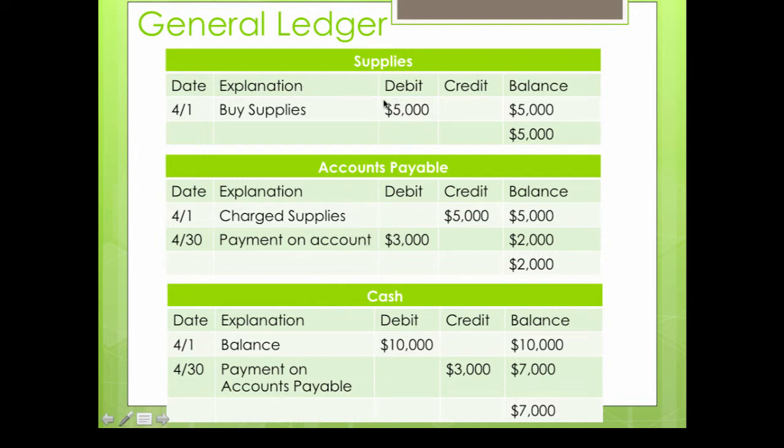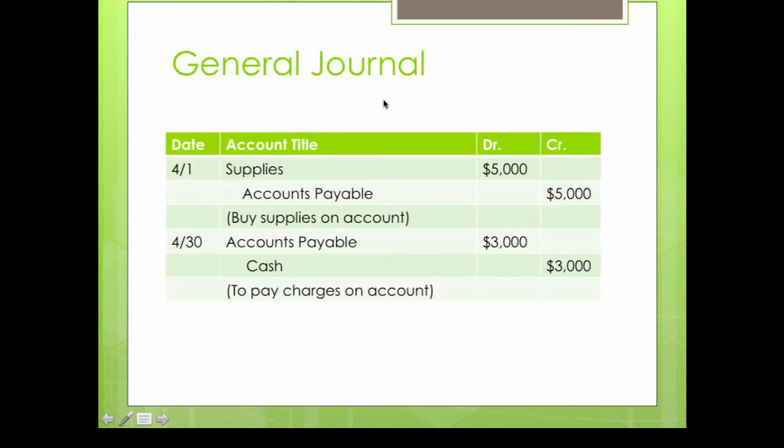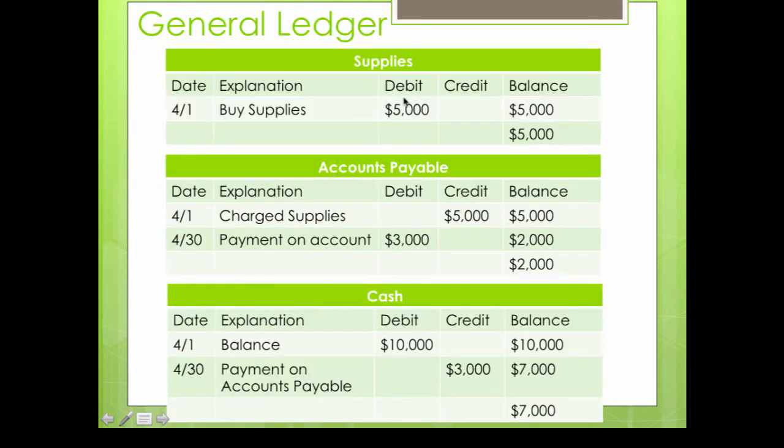So you're going to separate all the stuff that you have here in the general journal by accounts. Okay, you're going to have your supplies account, your accounts payable, and your cash. And any transaction that affects each of these accounts, you will separate it in the ledger according to the date in chronological order. Okay.